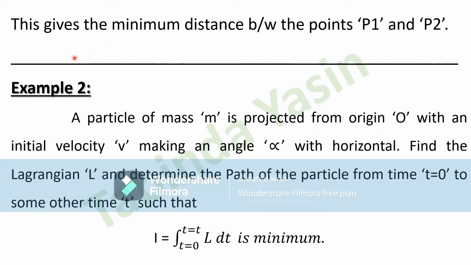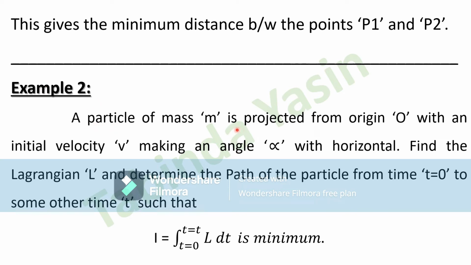That equation, in the last example, gives the minimum distance between the two points P1 and P2. Those are the examples or applications of the calculus of variations. Now moving to the next point, example 2.